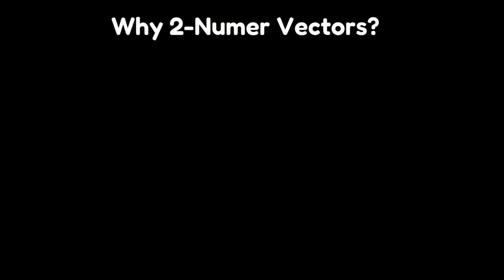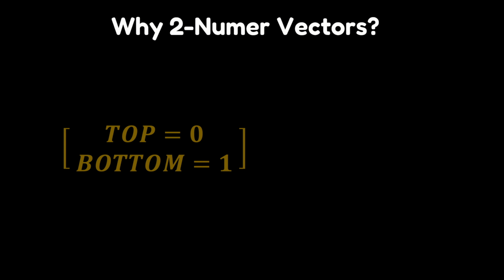Why do we use two-number vectors for bits? A classical bit has two possible values. It can be 0 or it can be 1. So a vector with two positions is perfect. It gives us two slots where we can place information. Each position in the vector corresponds to a bit value. Top position represents the value 0 and bottom position represents the value 1.